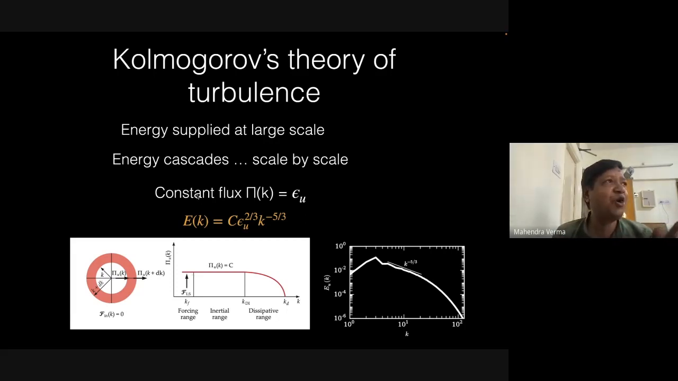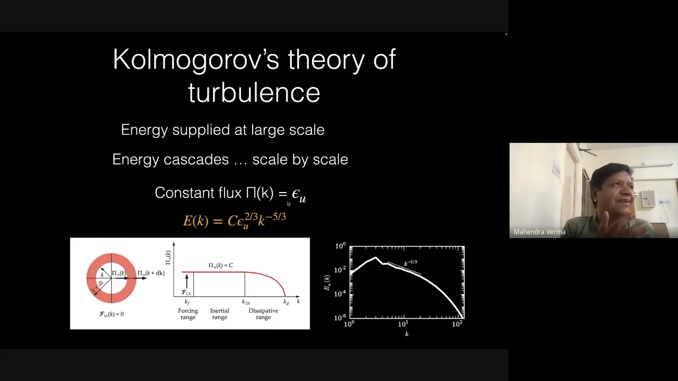Now, this is a pretty interesting thing. This is not the normal flux, which is energy passing through a surface per unit time, per unit area. It is not that. It is energy going from one scale to the next scale, and that energy going from one scale to the next scale is constant. So this constant flux, which is Pi(k), is epsilon_u. So let me just give an example, which I think is a fun, nice example.